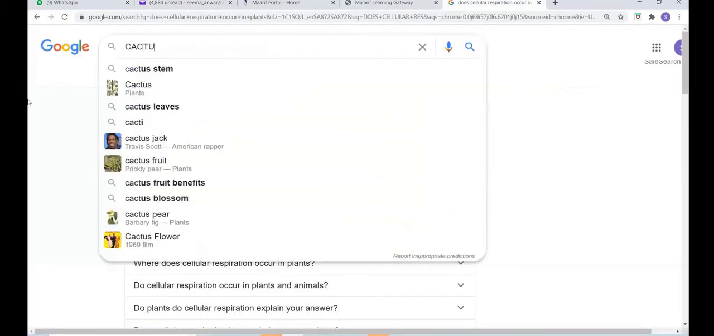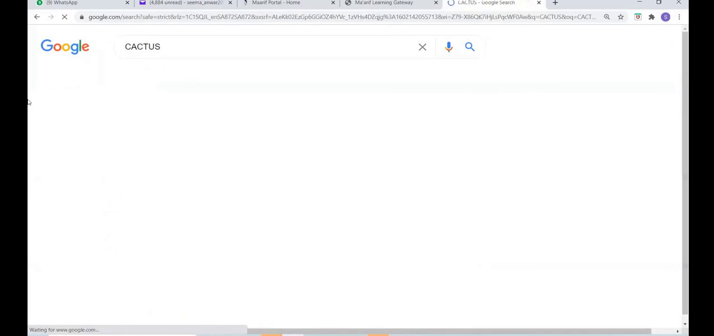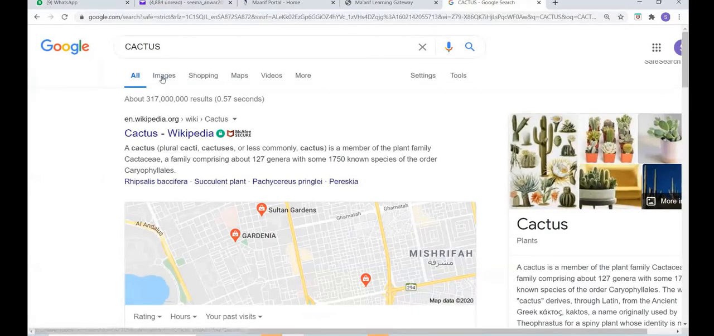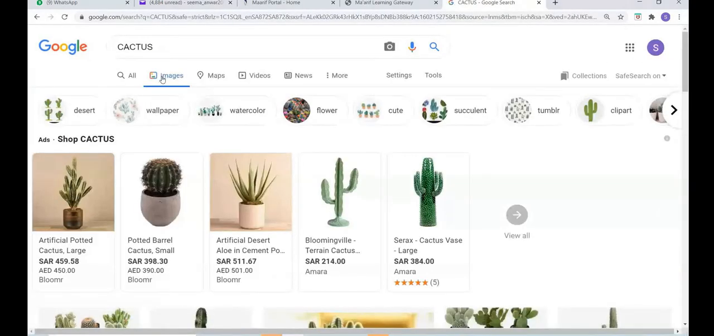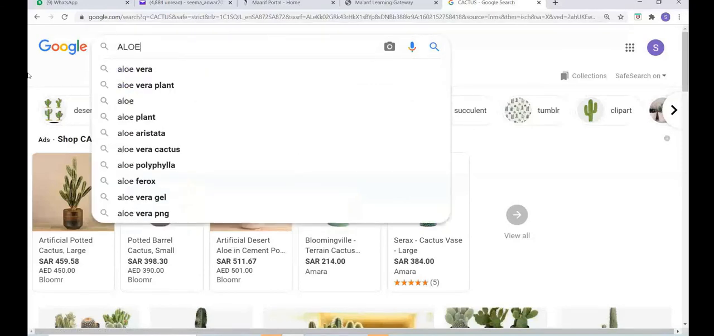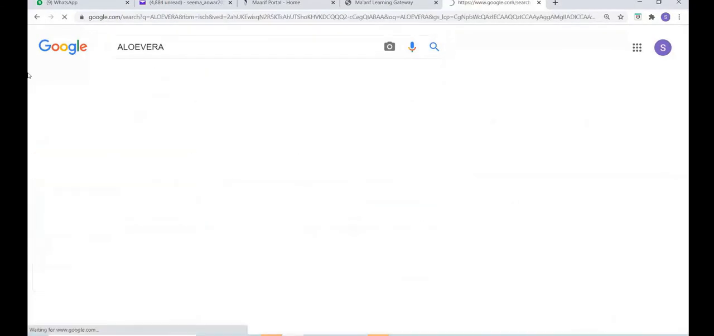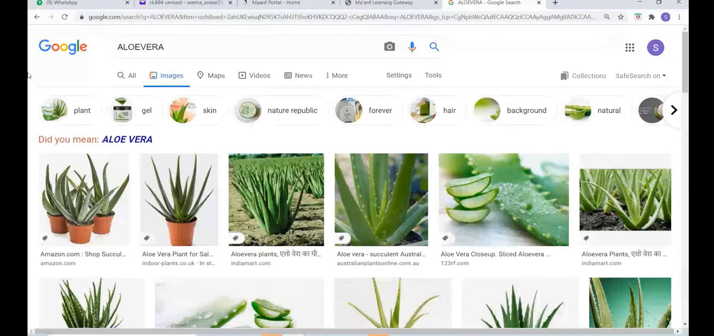Let me show you. Aloe vera. Okay, so these are the types of cactus plants. All of them have thorns. Aloe vera, does it have? Yes, sometimes it has. Even aloe vera has thorns. So it has these thorns on its leaves, so you cannot cut it at all.